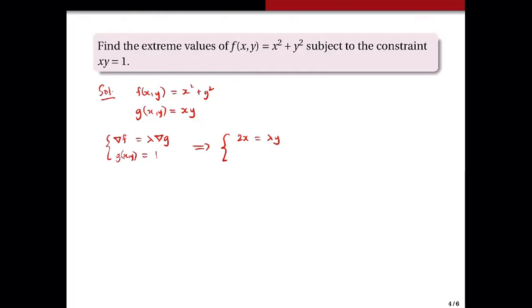The other part of the gradient is the partial derivative with respect to y. On the left-hand side, we will have 2y. On the right-hand side, the partial derivative of g with respect to y is x, and therefore we will have lambda x. And then we have here xy equals 1.